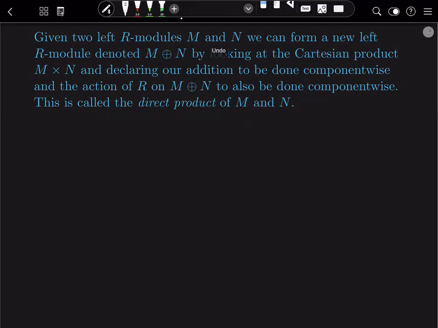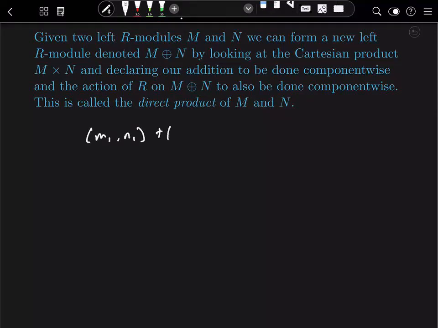And we simply look at the Cartesian product, M cross N, and declare that our addition be done component-wise, and the action of R on M and N to be done component-wise as well. As I said, this is called the direct product. It's actually called the direct sum, but in the finite case, the direct product and the direct sum line up, so there's no harm in switching notations.